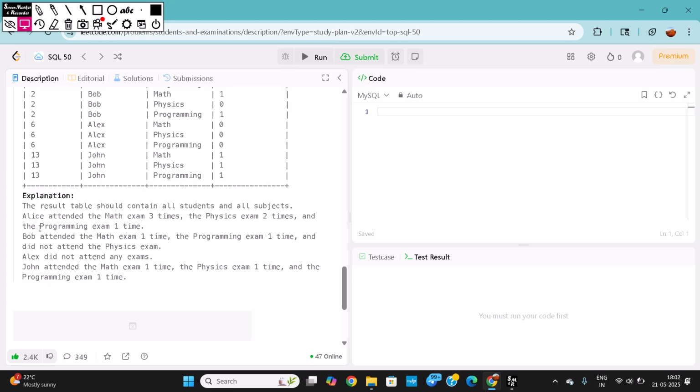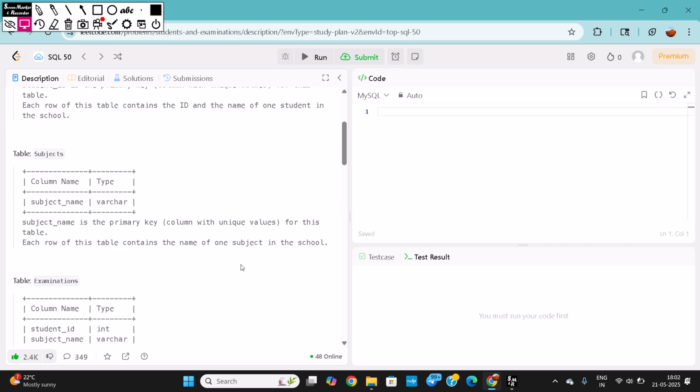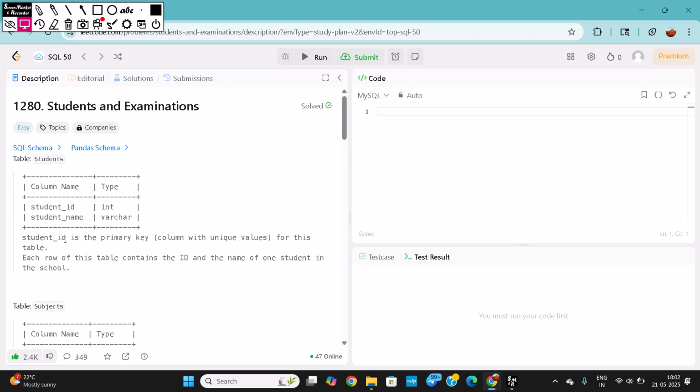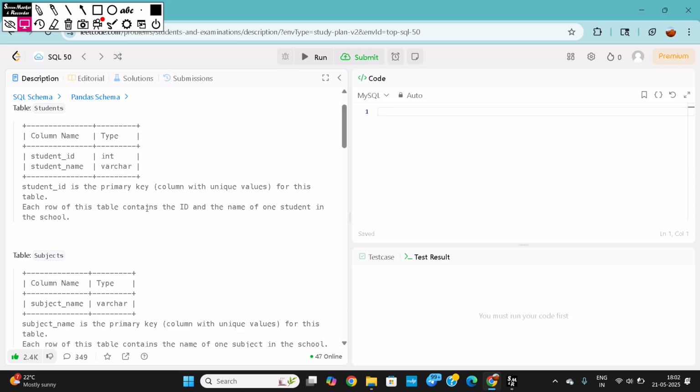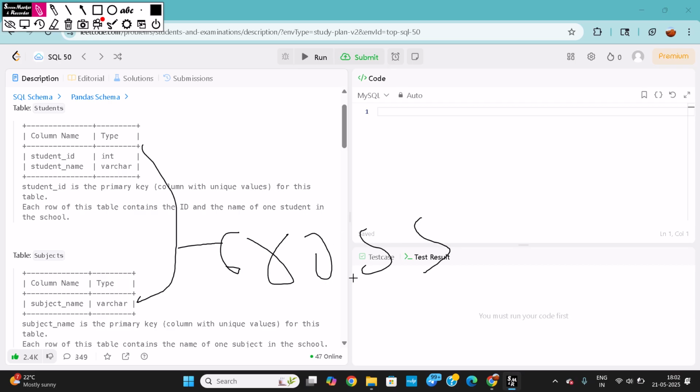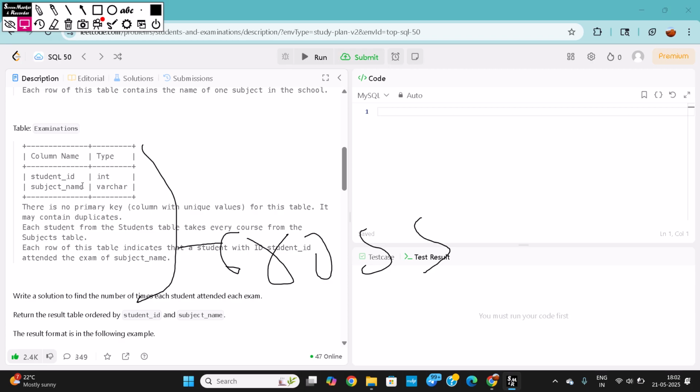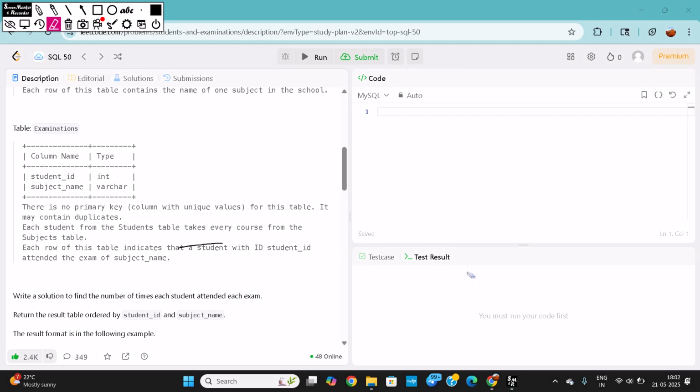So they clearly mention that Alice attended the Math exam 3 times, Physics exam 2 times, and the Programming exam 1 time. So first of all, we have to assign all the subject names to every student, every subject. So simply, what I'm going to do is, I will first use the cross join function over here. Let me write here. So first, these two tables are going to be cross joined, and again, this one is going to be a left join.